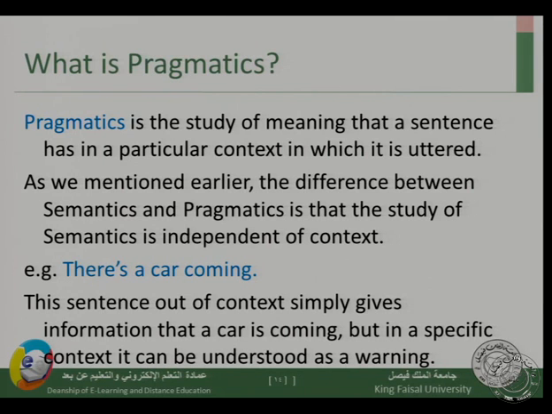So look at this example here. This is the last example we're going to talk about in this lecture. If we say "there's a car coming," and you just look at the words, the sentence itself, it can simply mean that a car is coming, just giving someone information. But if you look at the context and the situation, you might be walking with a friend in the street, and you tell him there's a car coming. What does this mean? It means that you're giving him a warning. We can understand this sentence as a warning: be careful, there is a car coming, so you need to stop.